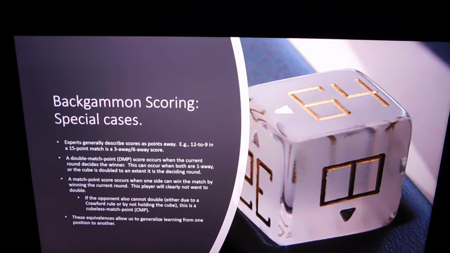And all of these 3 games have their own kinds of flavoring and strategy, and it allows us to generalize from one position to another, right? Every double match point has similarities. Every cubeless match point has its own similarities.